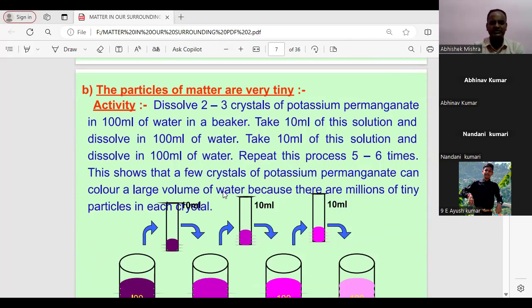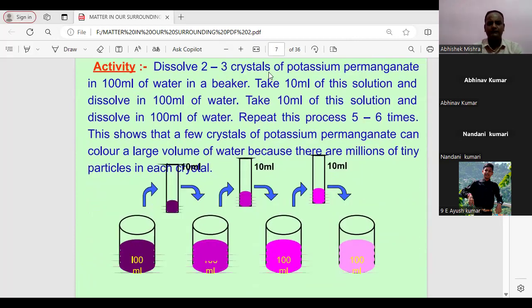Now, for this, students, what is done in this activity? We will dissolve crystals of potassium permanganate, which is pink in color, in 100 ml of water. In the first case, you can see very well that the color is extremely deep. Now we will take out 10 ml of this solution and add it to another 100 ml of water. The color, you can see, has faded. If you compare these two, the color has faded.